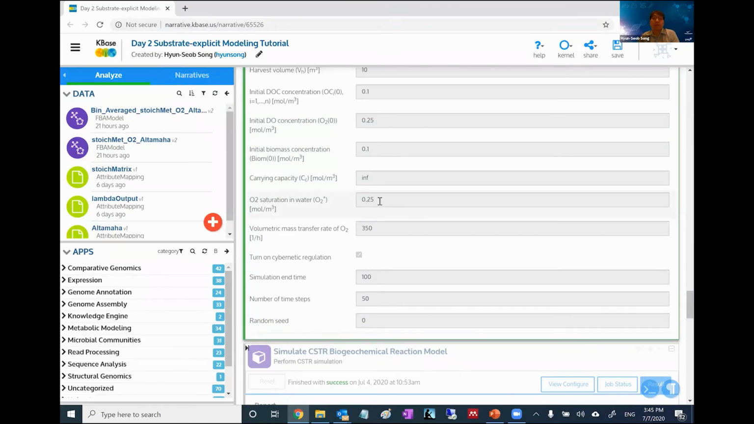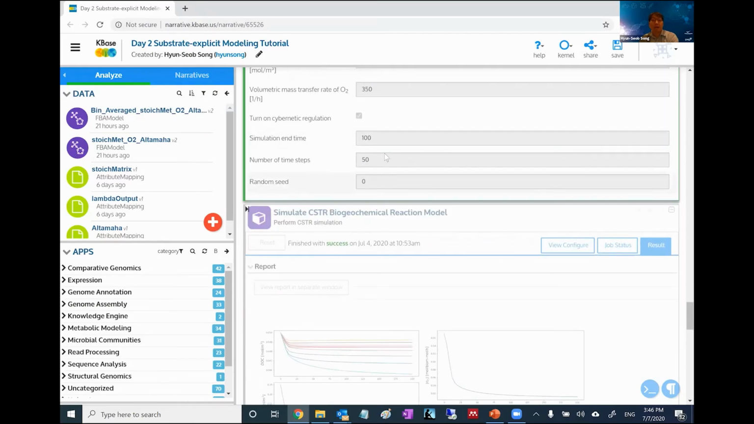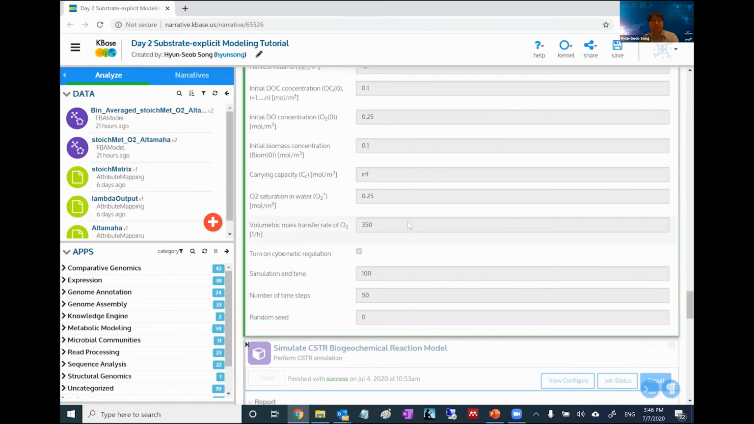This is a mole per cubic meter or millimole per liter, but you can change it. This is a function of temperature, and therefore also a function of RPM, the rotation speed, so you can put in an appropriate value for that. And the volumetric mass transfer rate is also a function of RPM. I've taken this value from literature though.